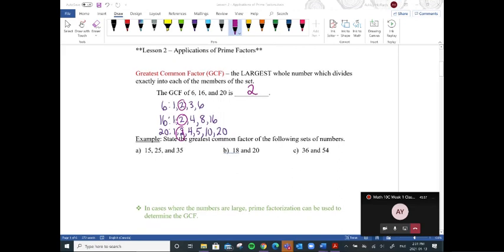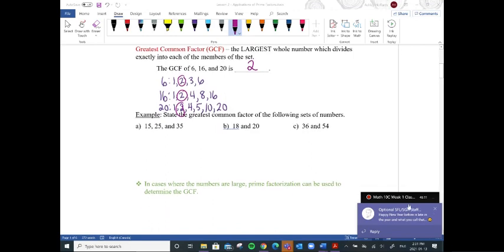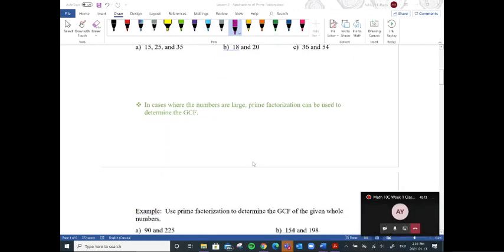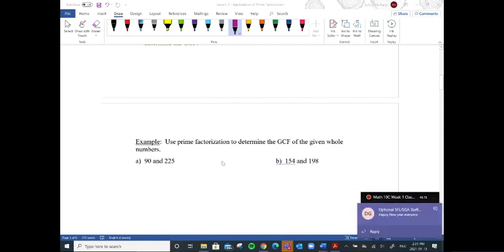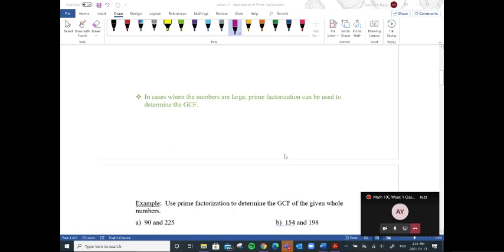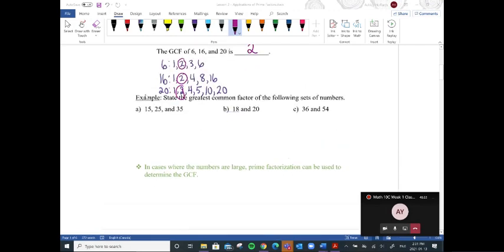Okay, so when we're dealing with small numbers like these ones here, it's pretty easy to do it this way. Just do the list really quickly and then look through your list and find what number exists in all three. When the numbers get really big, like these guys down here, we're going to want to use a different method, and that's where prime factorization comes in. Okay, so we're going to still just work with a couple of smaller numbers here and just do the list here. And that's what I usually tend to go to if the numbers are small.